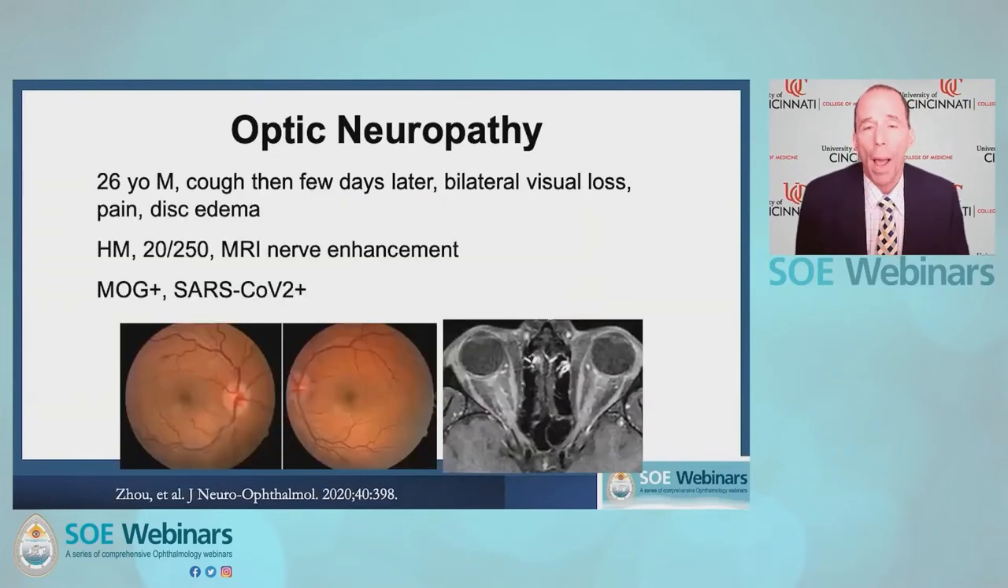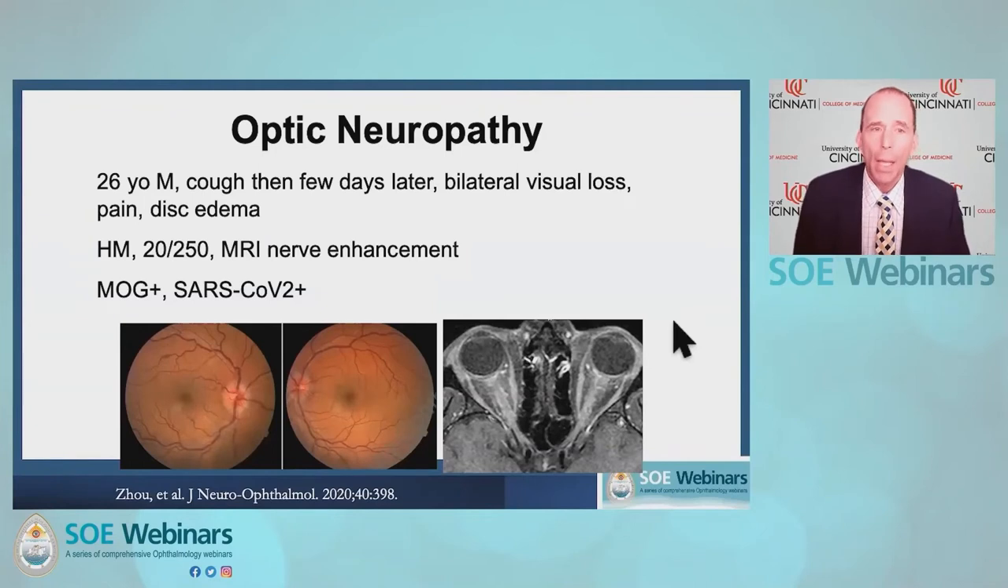And then optic neuropathy has been reported. This is a 26-year-old who had a cough a few days earlier, then bilateral vision loss and bilateral disc swelling. You can see the disc swelling on the photos in the bottom left. The visual acuity was hand motion on the right, 20/50 on the left. There was bilateral MRI nerve enhancement. You can see here on this axial image through the orbits both optic nerves enhancing.